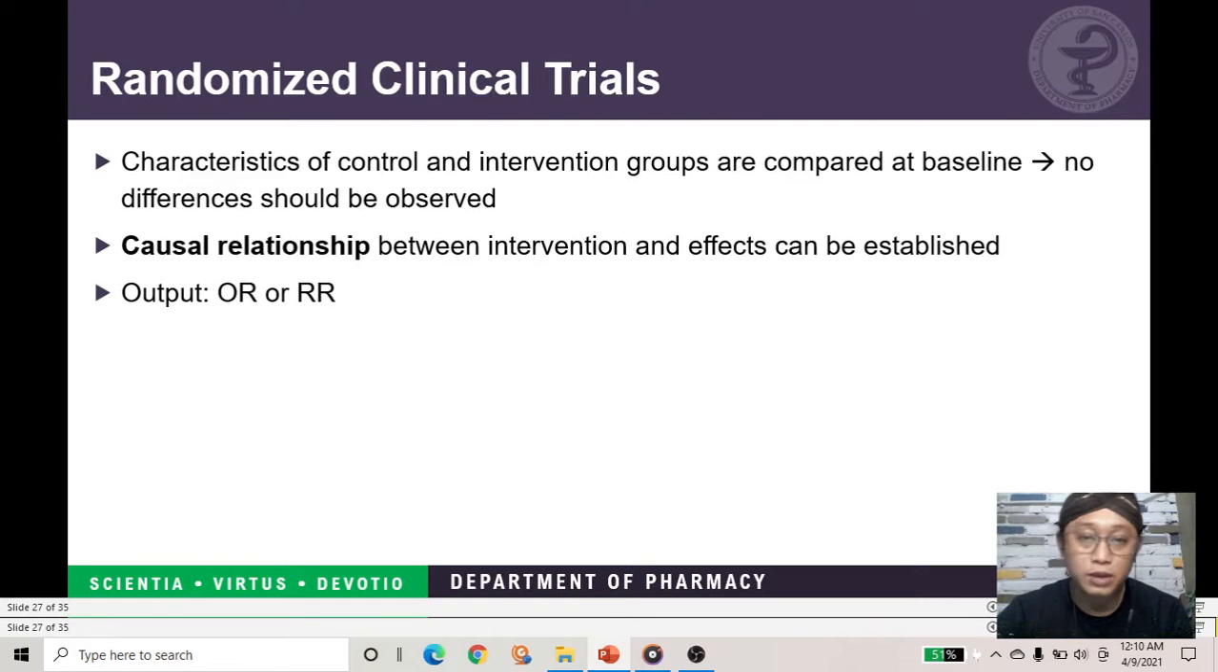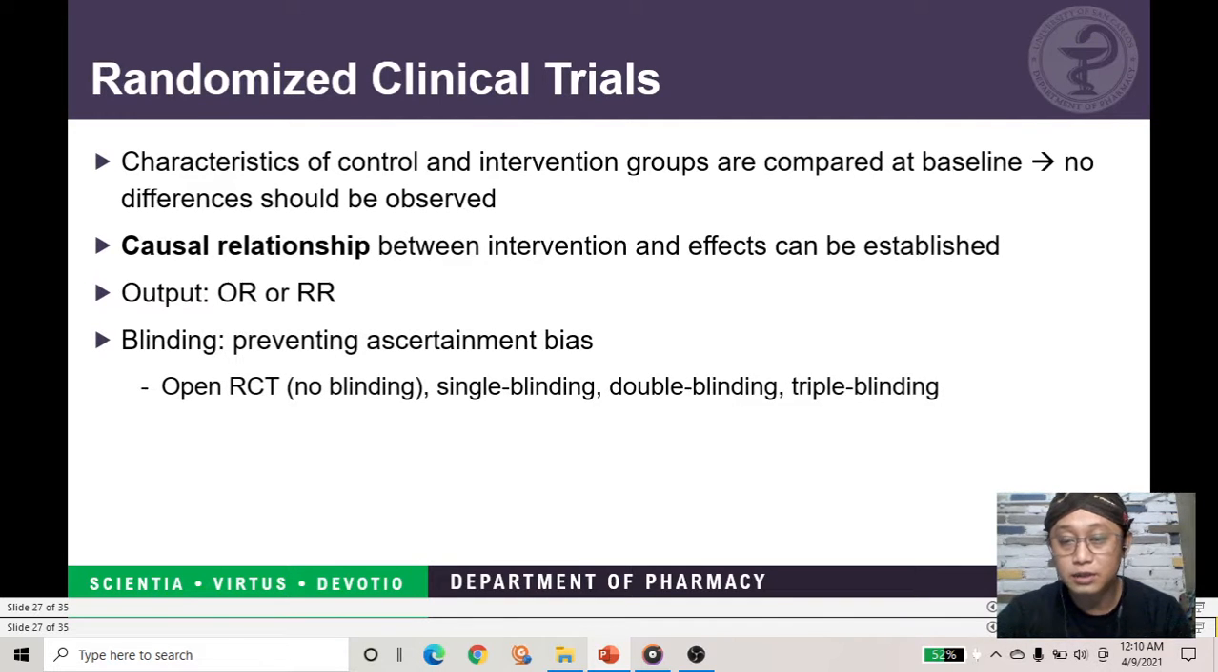So the output can be odds ratio as well as relative risk. And please remember that the odds ratio is usually used when the outcome is rare. So this is a good measure when the outcome is rare, while the relative risk is used when the outcome is abundant.